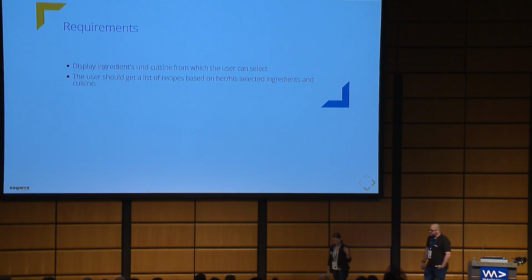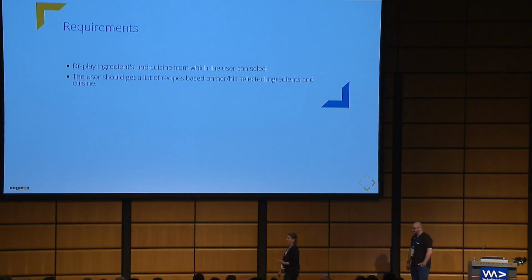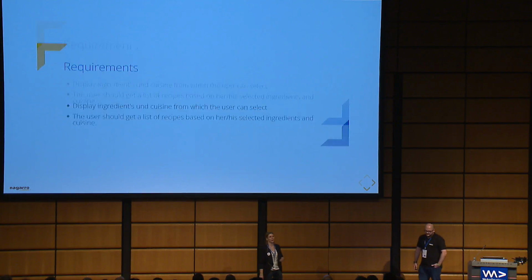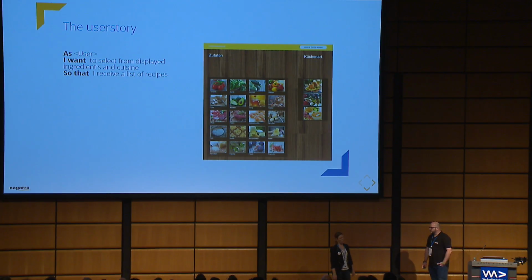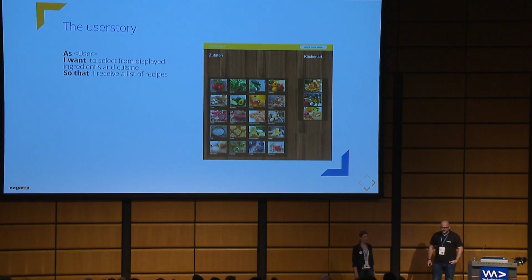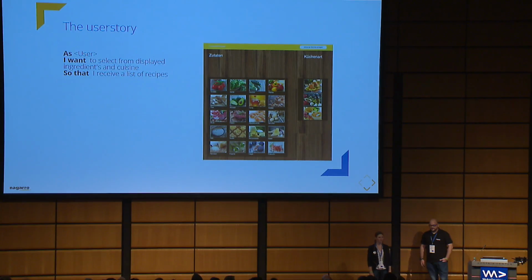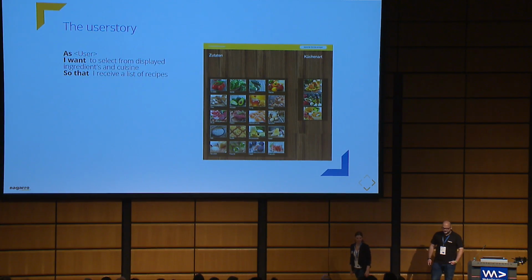Most of the time when we are talking about implementing an epic or a feature, we are not working with the requirements in that way. We are working with user stories. So based on requirements, we formulate the user story. We thought about what would be a very good and very simple user story which we can show to you. We've chosen: as a user, I want to select from displayed ingredients and cuisine so that I receive a list of recipes. Very simple, isn't it?